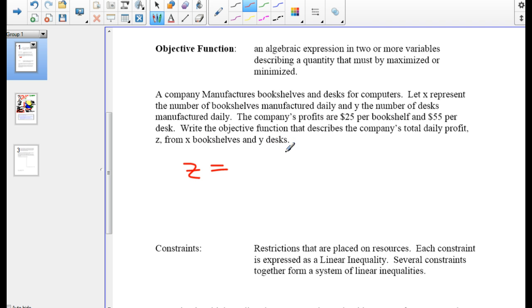Z equals, X is how many bookshelves are sold, and Y is the desks. So it's X times 25, 25x plus 55y. Good. That is your objective function. That's what you're wanting to maximize, the profit.